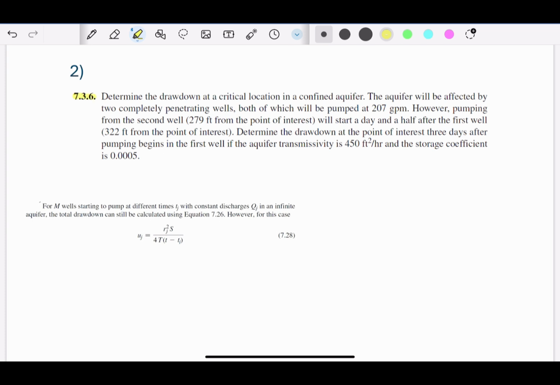This is question 7.06. We need to determine the drawdown at a critical location in a confined aquifer, and it will be affected by 2 completely penetrating wells, and both of them will be pumped at 207 GPM. However, pumping from the second well, which is 279 feet from the point of interest, will start a day and a half after the first well.